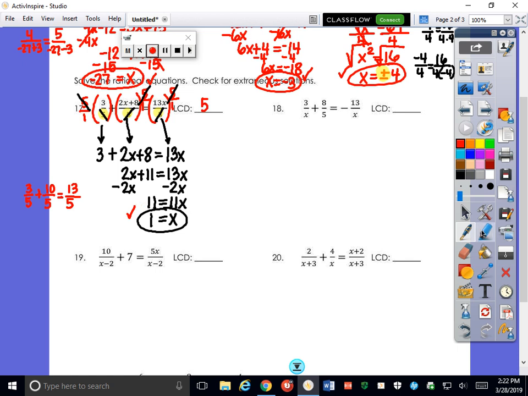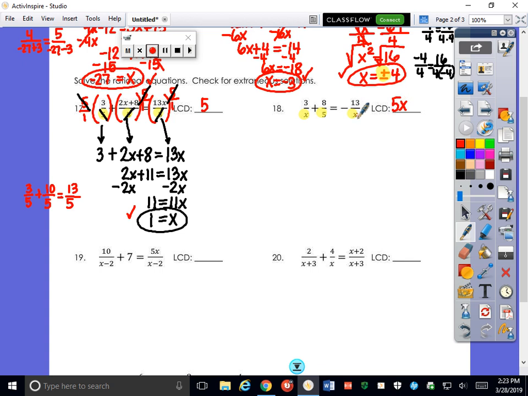All right, number 18, we've got to find an LCD first. So between the denominators x, 5, and x, our LCD, remember, look at the first denominator. You need whatever's in the first denominator. Then look at the second one, which is 5. If you look at our LCD, we don't have a 5 in our LCD right now, so I have to put a 5 in our LCD.